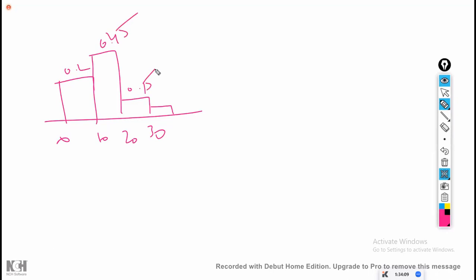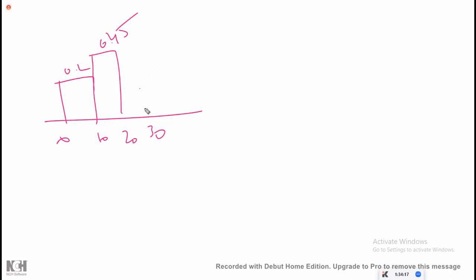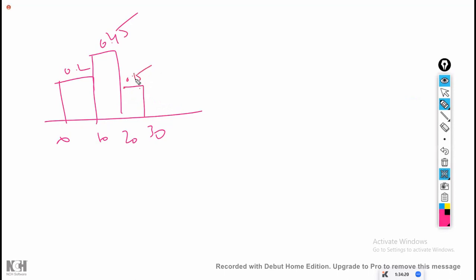I'll take this one as 0.55, 0.15, and 0.10. So 30 to 40 is 0.10. So completed. Now the total is 100. Probability is 100. Is that okay? This diagram is okay for everyone. Now, what is the probability between 0 to 10? What is the answer of probability?